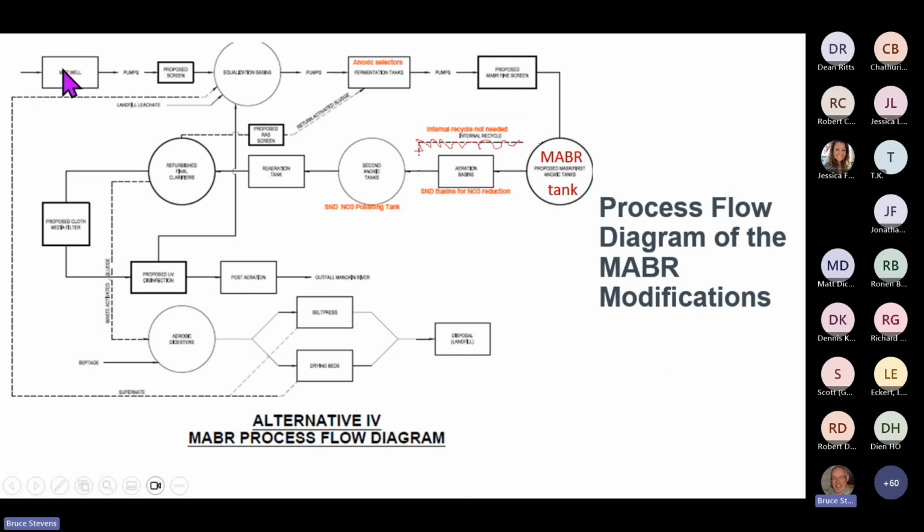The existing flow, like I said, comes through EQ and then through the fermenter before it goes here into the MABRs. And then we're going to convert these into simultaneous D-night tanks before it goes to the existing clarifiers. And those are going to be upgraded as well as part of the project.